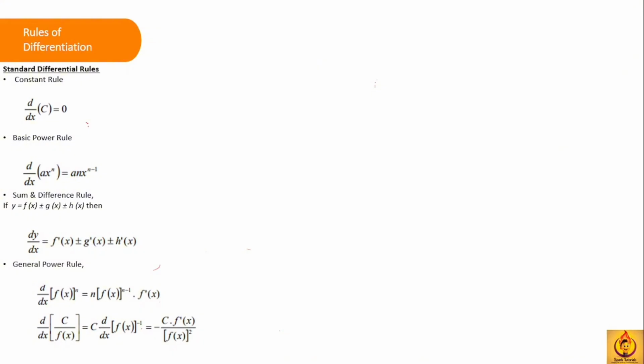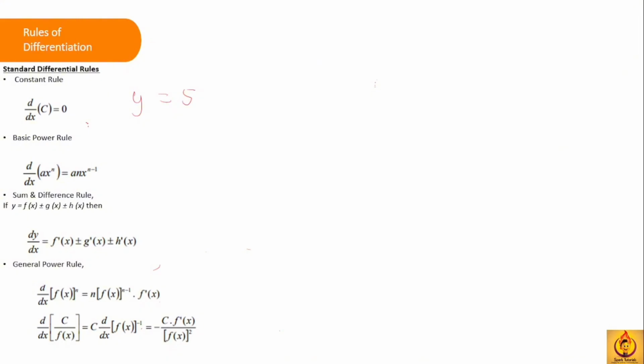So the first rule that we're going to deal with is the constant rule. What the constant rule says is that if you have a constant as a function and you want its derivative, it's always going to give you a 0. For example, let's say that we have y is equal to 5.